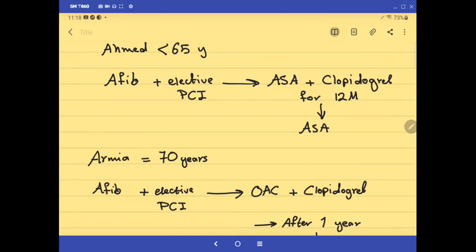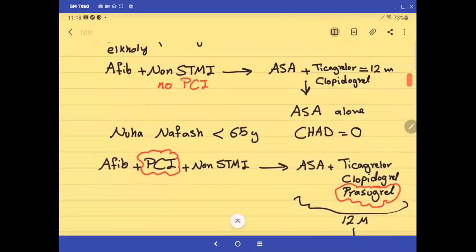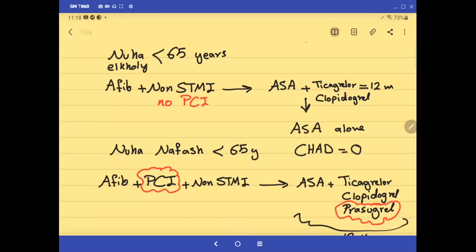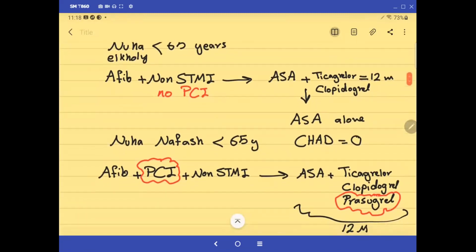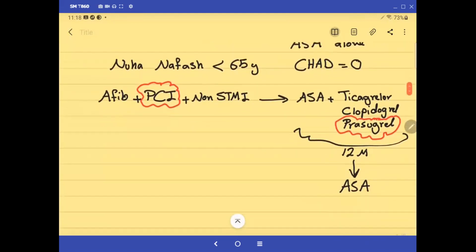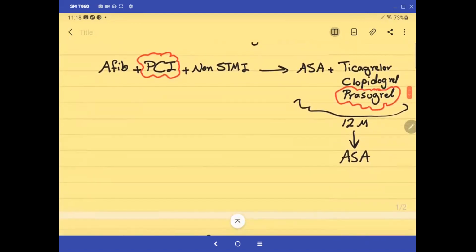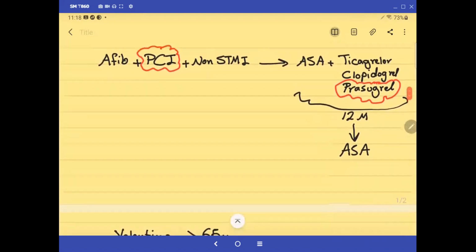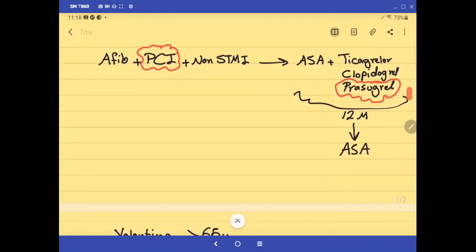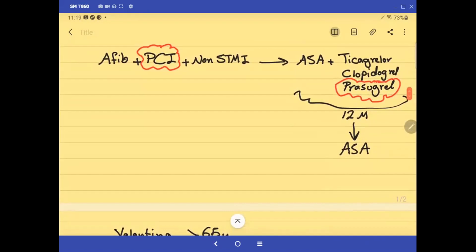The other 4 scenarios were for people who have atrial fibrillation with STEMI or non-STEMI. The people under 65 were Nohal Kholi and Noha Nafash. Nohal Kholi has no PCI, so in her case, she used aspirin plus ticagrelor or clopidogrel for 1 year. Then she stopped the ticagrelor or clopidogrel and stayed on aspirin. For Noha Nafash, because she has PCI, we said that in that case, we can use aspirin plus prasugrel. This is the preferable option. However, she can still use clopidogrel or ticagrelor for 1 year. Then she stopped prasugrel or ticagrelor or clopidogrel and stayed on aspirin.